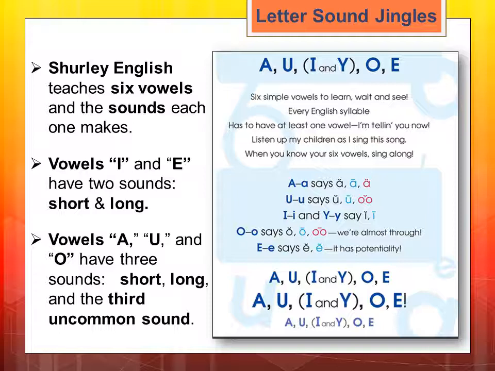You'll probably notice that vowels I and E have 2 sounds, both a short sound and a long sound. But in Shurley English, we also teach vowels A, U, and O have 3 sounds, a short sound, a long sound, and the third uncommon sound. It's important for students to be aware that vowels A, U, and O can carry that third sound.